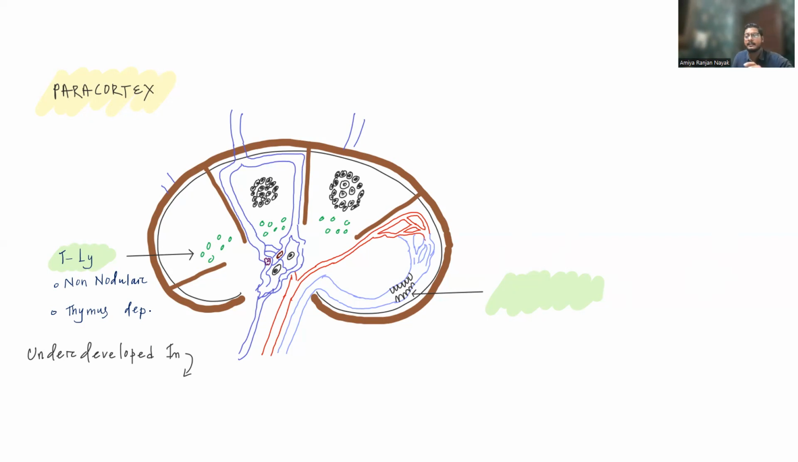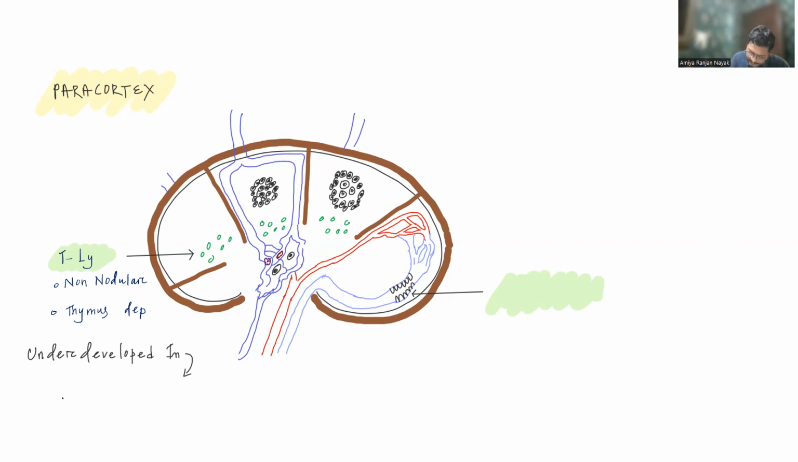B lymphocytes are produced and matured inside the bone marrow itself. But the T cells, after being produced inside the bone marrow, will go into the thymus for their maturation, and after that they will come into the circulation. So the paracortical area, which contains the T lymphocytes in a non-nodular pattern, is thymus dependent. If the person doesn't have a thymus, this paracortex will not be developed. That is why it is underdeveloped in all those conditions where the thymus is not developed.